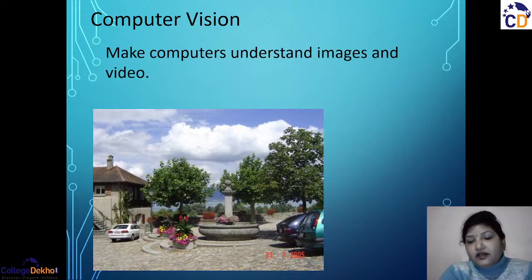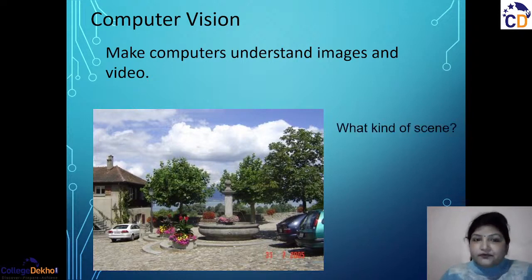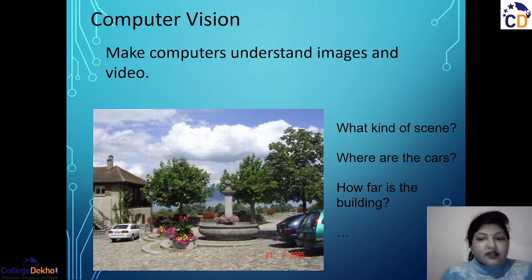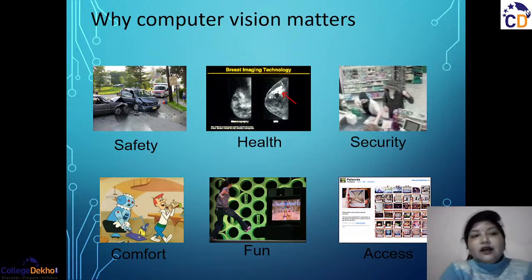So what type of data is computer vision going to take? That is images and videos, right? Now let us discuss some of the applications of computer vision. I have already told you what kind of sign this is, where the cars are, how far the building is, that there are different trees in this, and what the heights of the trees are. All these things need to be considered in computer vision.